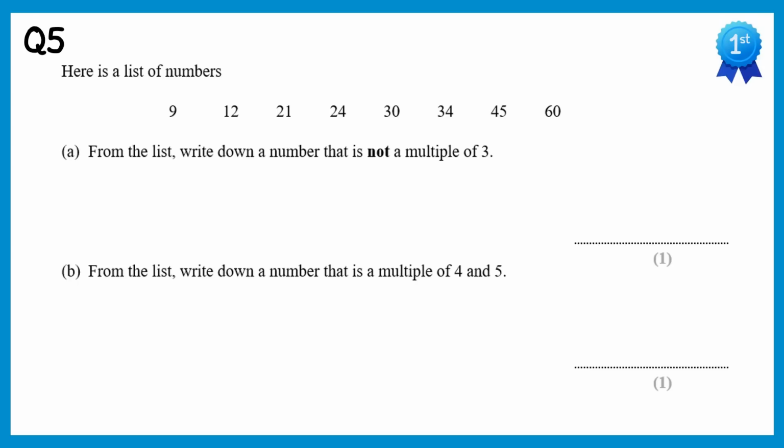For this question, we're looking for the number that's not a multiple of 3. Now if you divide all of these numbers by 3, you'll find they give you whole number answers apart from the number 34. So the number 34 is not a multiple of 3.